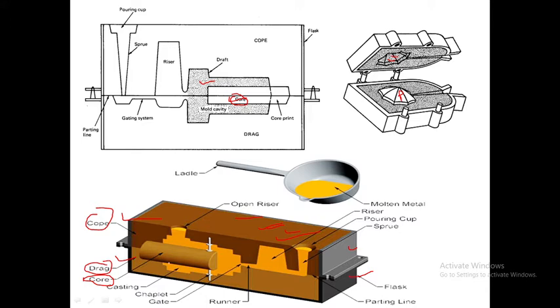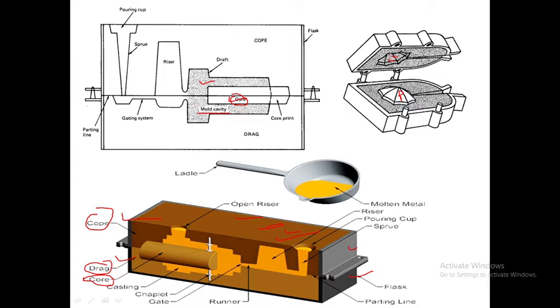Now next is the mold cavity. Mold cavity is the combined open area of the molding material and core where the metal is poured to produce the casting. Mold cavity is the combined open area of the molding material and the core, where the metal is poured to produce the casting.